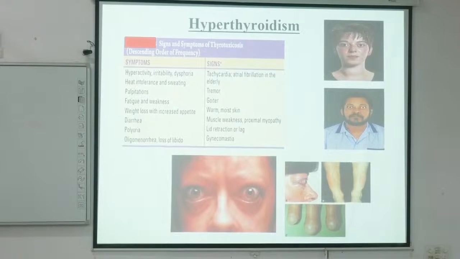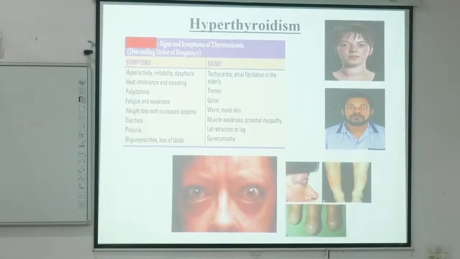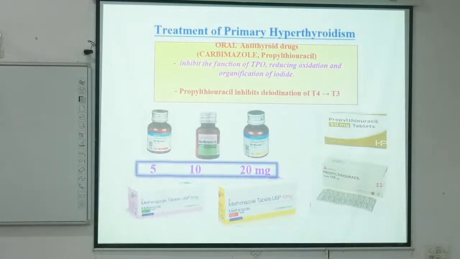So hyperthyroidism diagnosis clinically is much easier than hypothyroidism. Next. So treatment of primary hypothyroidism, just like that, was a replacement therapy of thyroxine. In contrast, there is no replacement. You have to block the synthesis of thyroid hormone, and that is done by the antithyroid drug.